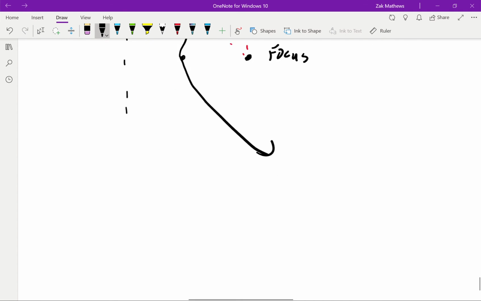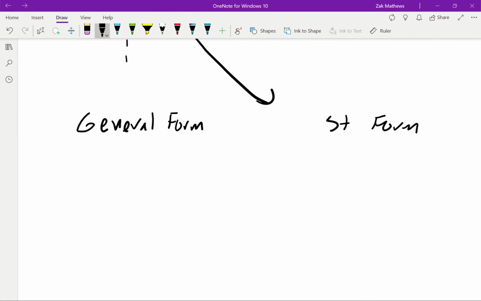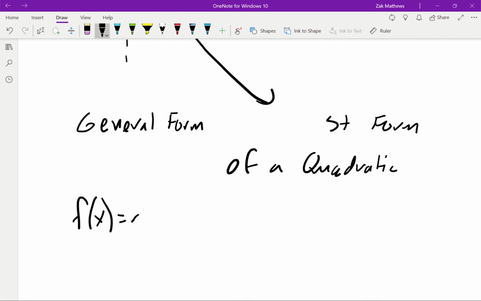So there's a couple of definitions that you had from quadratics, or at least a couple of formulas. You had the general form and the standard form of a quadratic. I'm going to write these up here, but I want you to immediately forget them, and not really forget them, but we're not using these anymore. We're not looking at quadratics, we're looking at parabolas. So we're going to define these a little bit differently.